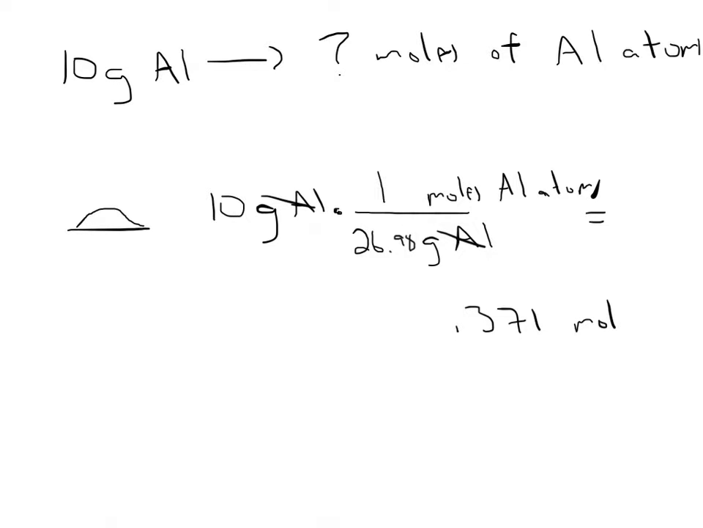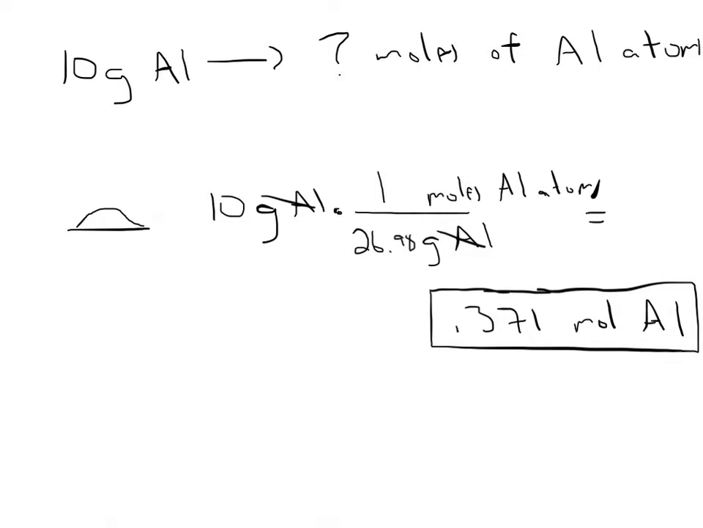mole. Okay, and this mol, you'll see it in the book a lot. This is the abbreviation for mole. I know it seems kind of a waste of an abbreviation, it's only one letter less, but that's what it is. So 0.371 mole of aluminum. Okay. So what if I said how many atoms is 0.371 moles?